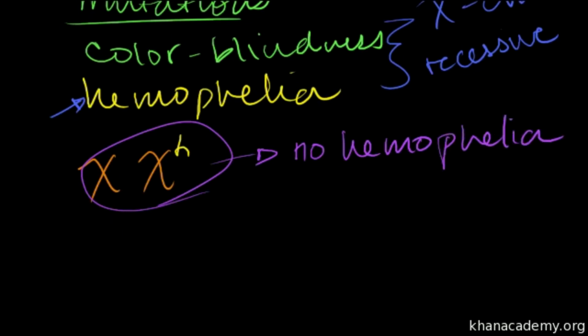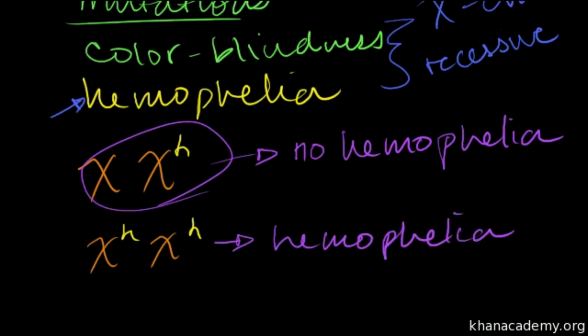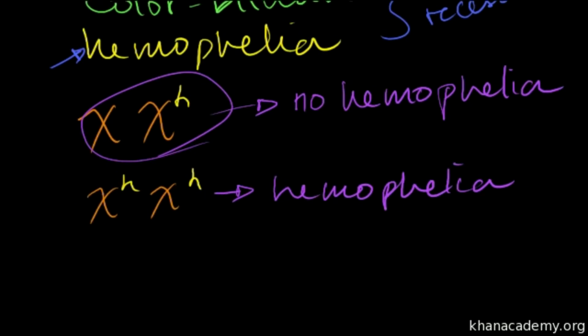The only way that a woman could be a hemophiliac is if she gets two versions of this, because this is a recessive mutation. Two versions. Now this individual will have hemophilia. Now men, they only have one X chromosome. So for a man to exhibit hemophilia, he needs it only on the one X chromosome he has, and the other one's a Y chromosome. So this man will have hemophilia.